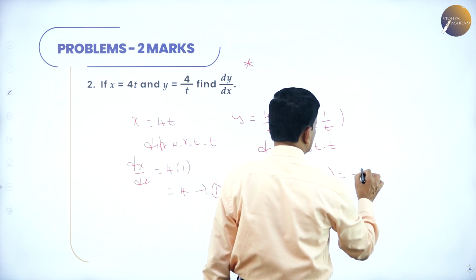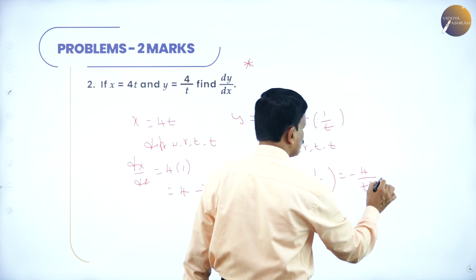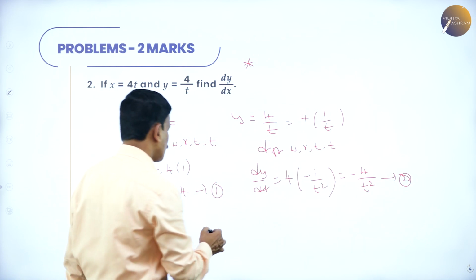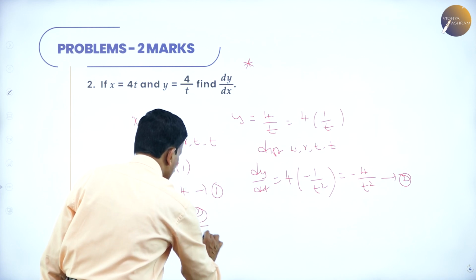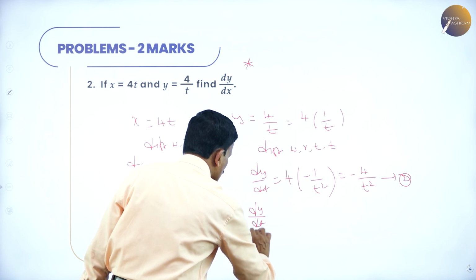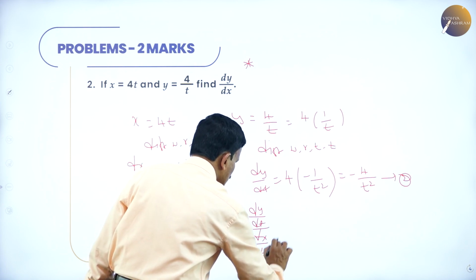This can be written as minus 4 divided by t square. Let us represent this as equation number 2. Now, what is the required answer? Now, just divide 2 by 1. 2 by 1 gives dy by dt divided by dx by dt.